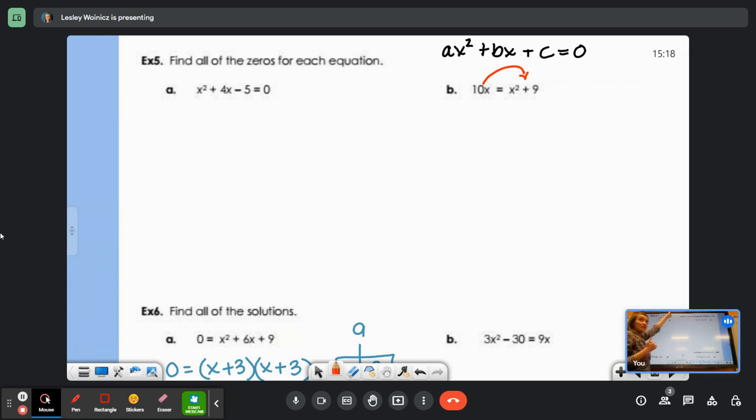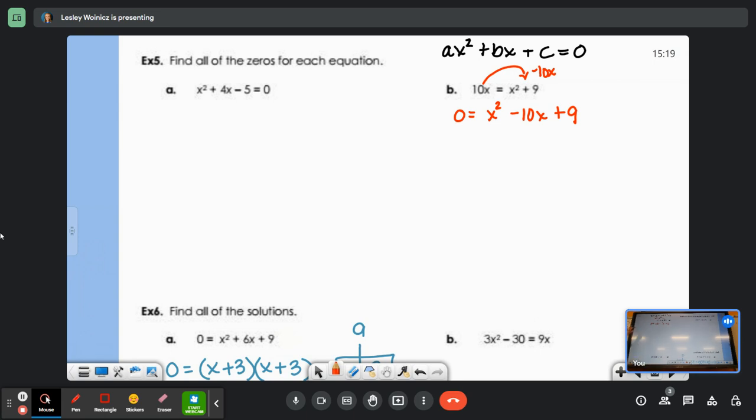Okay, so we're going to put it in the middle. If it's positive on the left, what is it on the right? Negative. So it'll be negative 10x over there. So we have 0 equals x squared minus 10x plus 9. Now we're ready to go. We're ready to play the game.